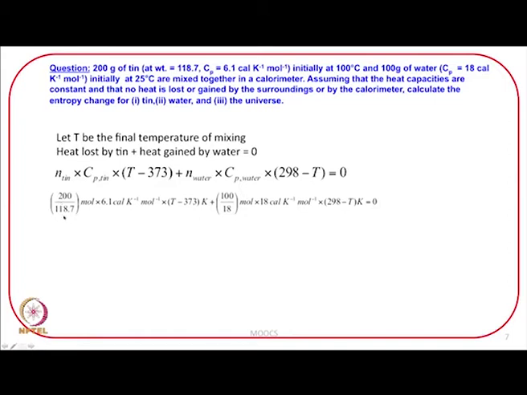200 gram divided by the atomic weight gives these many moles, multiplied by the heat capacity, multiplied by T minus 373, and 100 divided by 18, where 18 is the molecular weight of water, is the number of moles of water, into heat capacity into the temperature difference. This addition should be equal to 0, and according to this the temperature comes out to be 305 K.